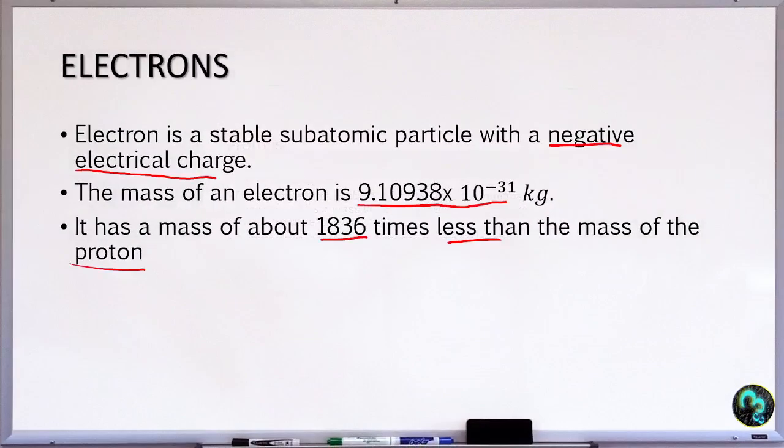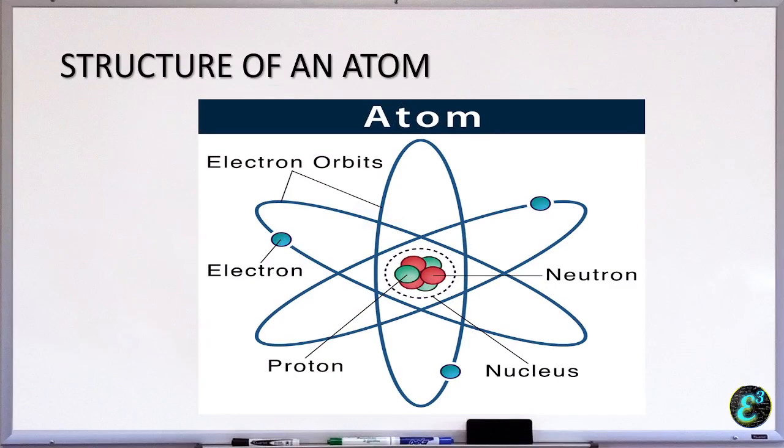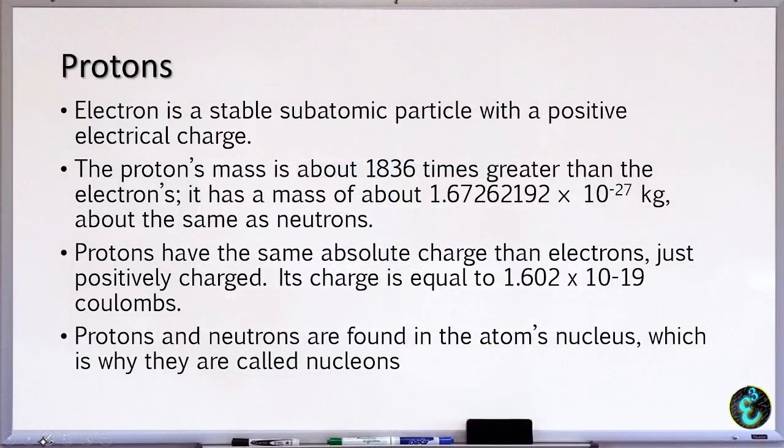Then we have protons. A proton is a particle having a positive charge. Yung charge is positive. Its mass is 1,836 times greater compared to an electron's, or approximately equal to 1.672621192 times 10 to the power of negative 27 kilograms.